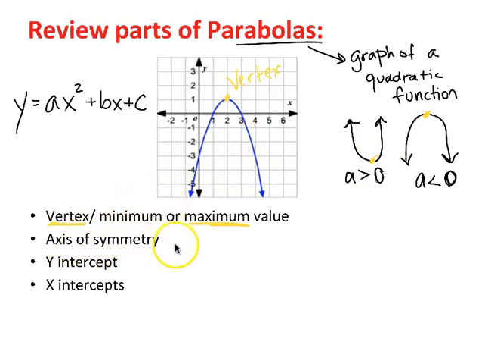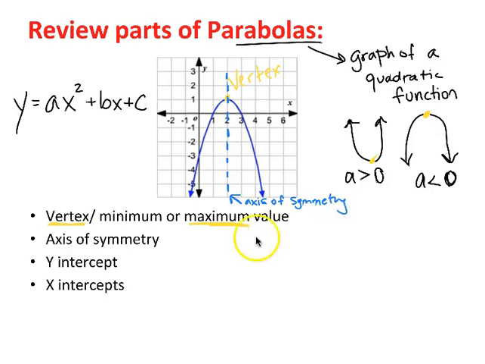And what about the axis of symmetry? Well, the axis of symmetry intersects our vertex, and it really is a mirrored line. If we were to fold the parabola, it would fold onto itself. So the axis of symmetry is right here.